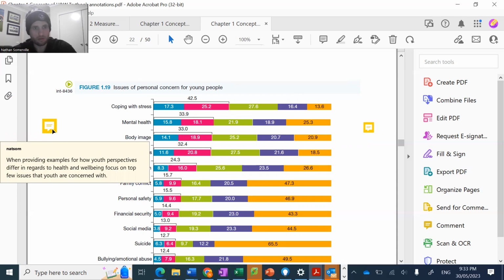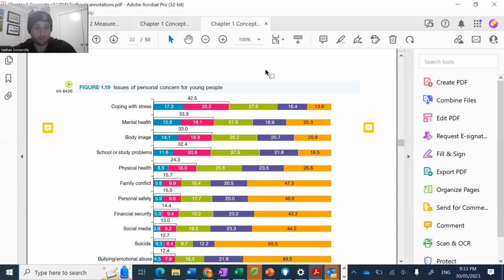One thing I wanted to mention is body image, in terms of it being part of a dimension of health. Some of us think that body image is part of the physical dimension of health, and we think that's the way youth perspectives differ in terms of physical health. Okay, how does a younger person's perspective on their physical health differ from an older person?